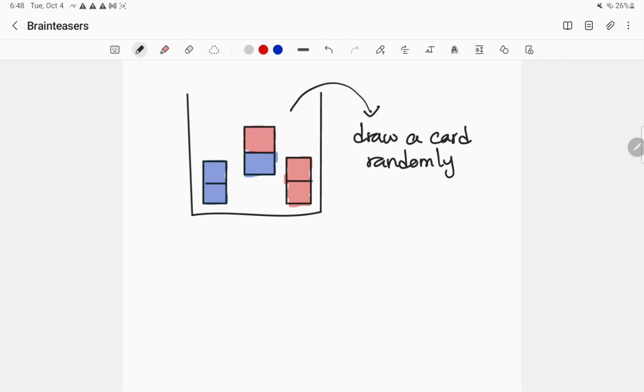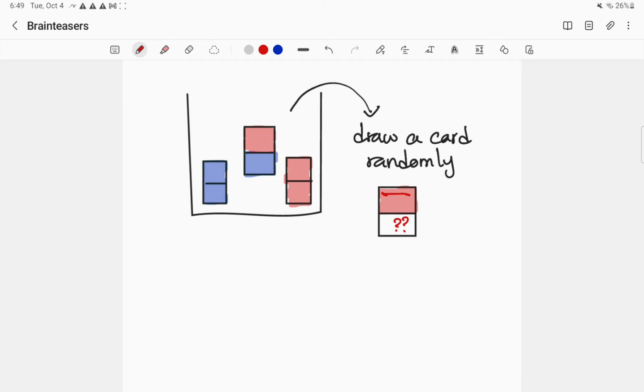And the card we choose, we observe that one side is red, and the question is, what is the probability that the other side is also red?